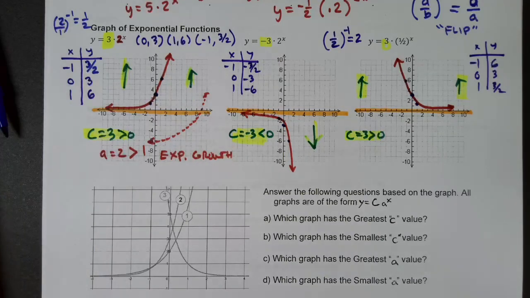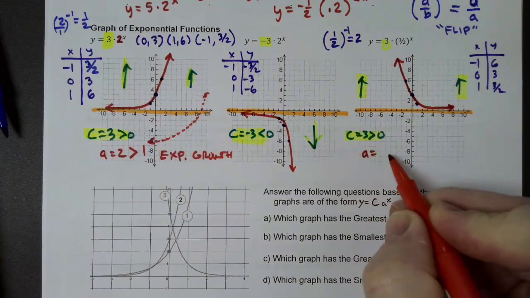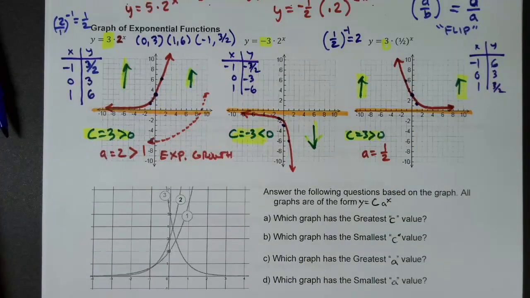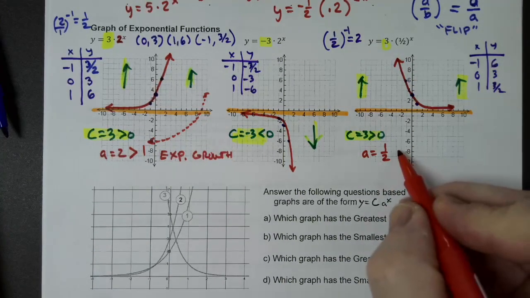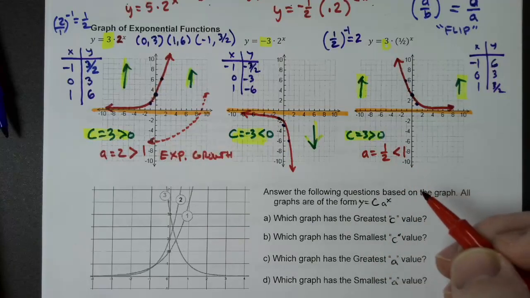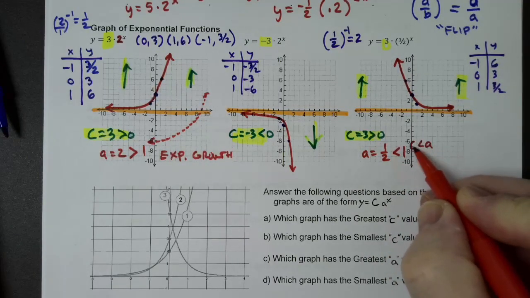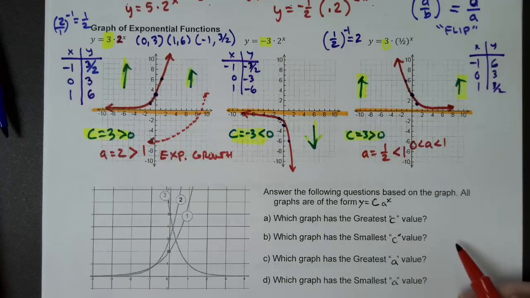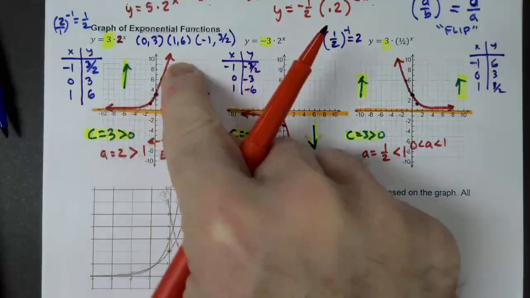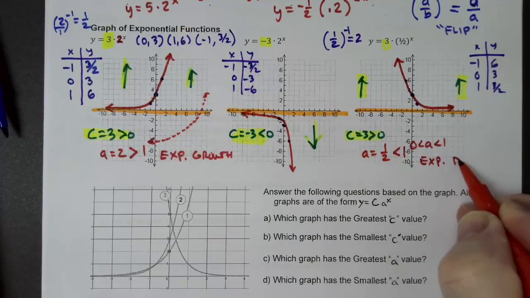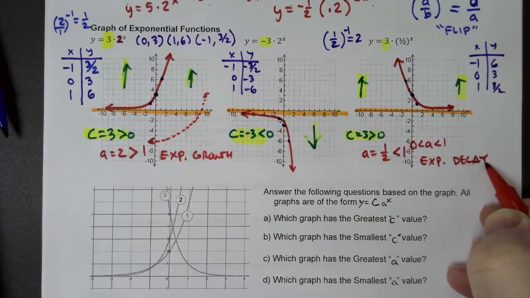And let's look closely here. This time our a value was 1/2. That is less than 1. It's between 0 and 1. When our a value is between 0 and 1, we're no longer growing. We're actually in a case of exponential decay.